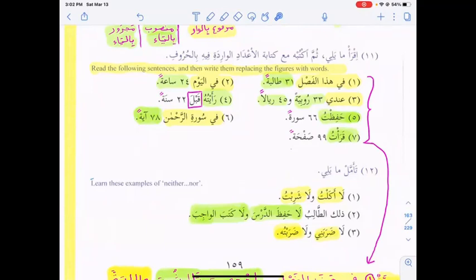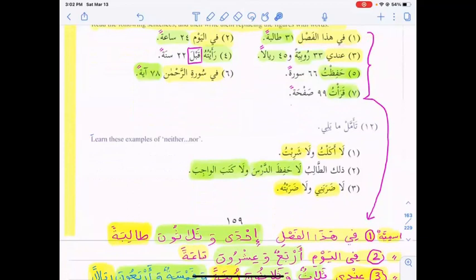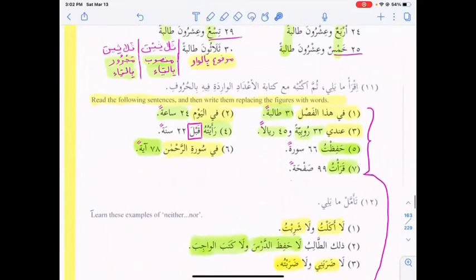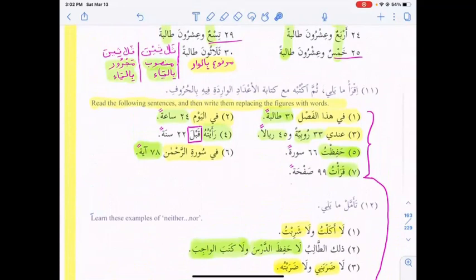I have given a sign here. If you say fi hazal fasli, means that is a jumla ismiya. Indi is jumla ismiya. Jumla ismiya. This is jumla failure. Jumla failure. Jumla ismiya. Jumla failure. Jumla ismiya. So you have different colors. There are 7 sentences. 3 of them are jumla ismiya.